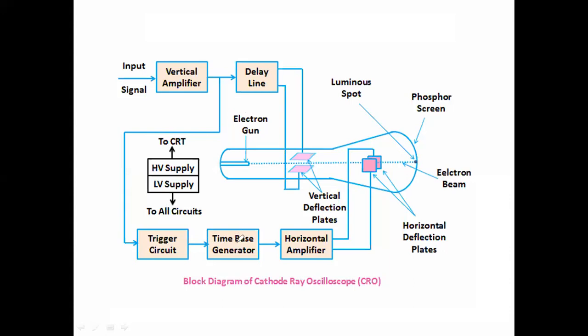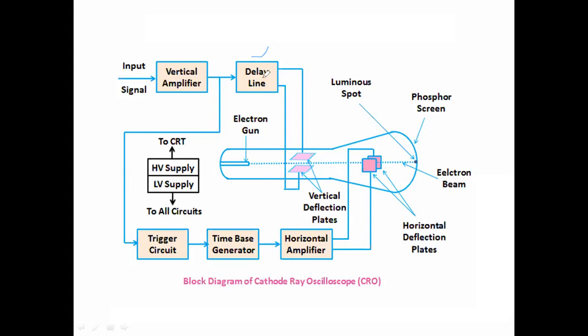This time-base generator is nothing but a sweep generator. Already we have studied the sweep generator in the second unit. The sweep voltage is produced and applied to the horizontal amplifier. Again, this horizontal amplifier will amplify the time-base generator output in such a way that it can drive the horizontal deflection plates. And here we have a delay line.